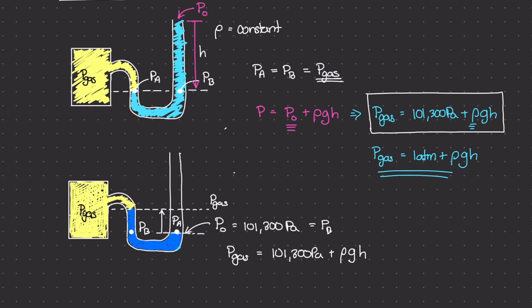However, because we're going against gravity, right? Because we're going in the opposite direction of gravity, we're going up to measure h instead of going down, our h is going to be negative. So we can still use the same equation here to figure out what the gas pressure is in this chamber, but in this case, we're going to have an h equal to a negative value.